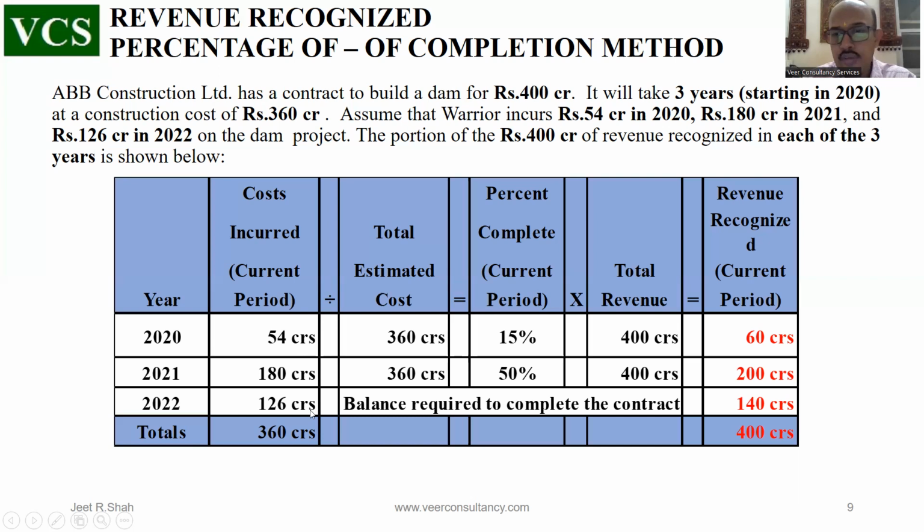Now 126 crores. Out of this balance, if you see, the total revenue is 400 crore. So 60 plus 200, the whole minus 400 is 140 crores. So 140 crores of revenue you're going to recognize in the year 3, that is 2022. Now, the 15% and 50% we arrived at was very simple: total cost incurred upon total estimated costs.